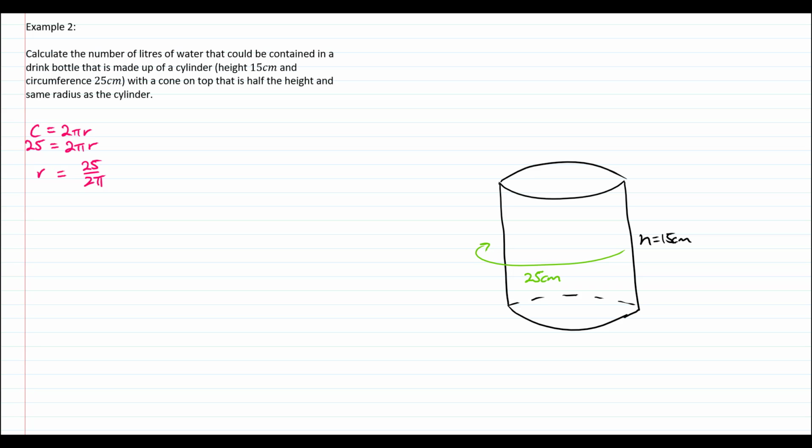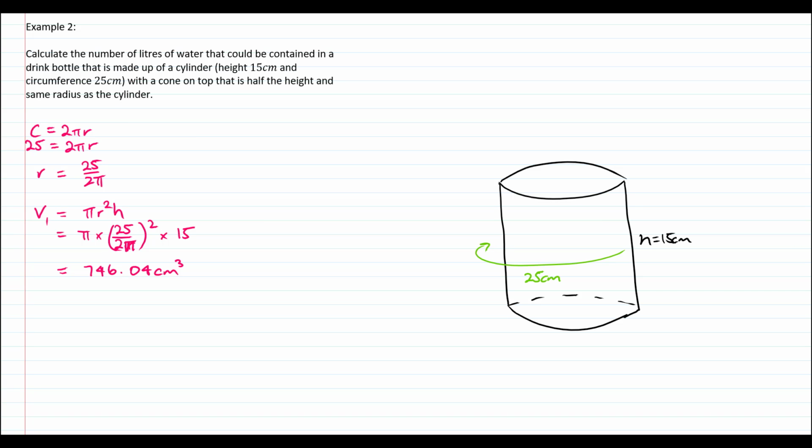Now that I've calculated the radius, I can calculate the volume, which I'll call volume 1, of this cylinder. So volume 1 is pi r squared h, that's the volume of a cylinder. In this case it's pi times 25 over 2 pi, squared, times h, which is 15. And if I calculate that, I get 746.04 centimetres cubed. So that's volume 1, the cylinder.